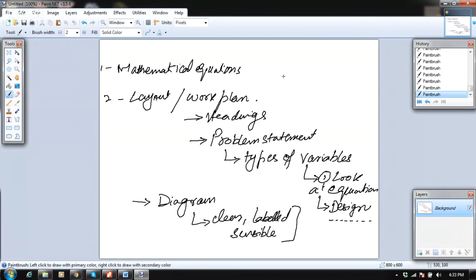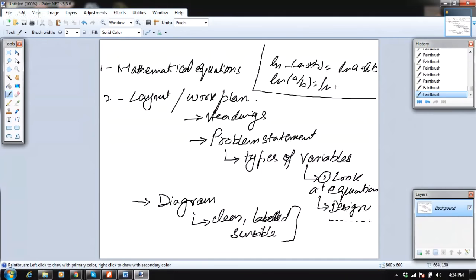And then again I repeat, you must know the basic equations like log functions. Log a into b is actually log a plus log b. You must know that log a by b is equal to log a minus log b, or log a power b is equal to b log a, and so on and so forth. You must know all this stuff. So that is the most important thing that we studied.